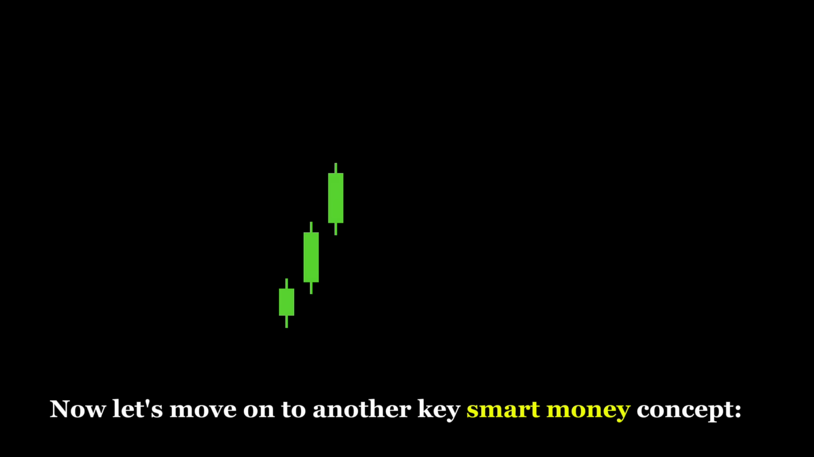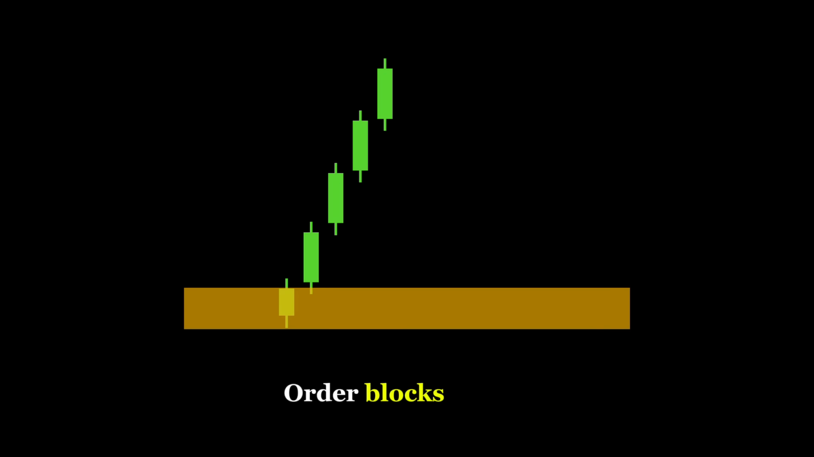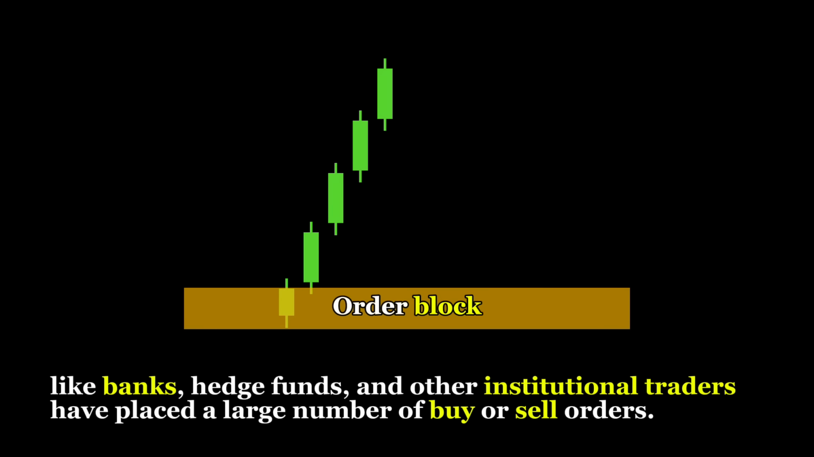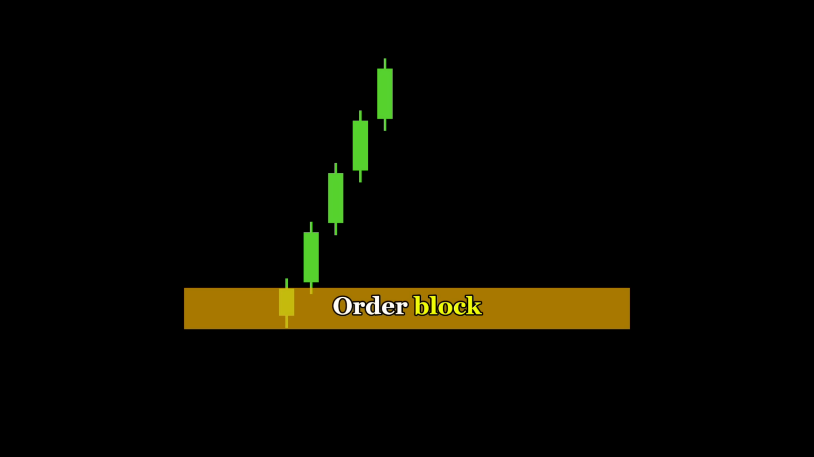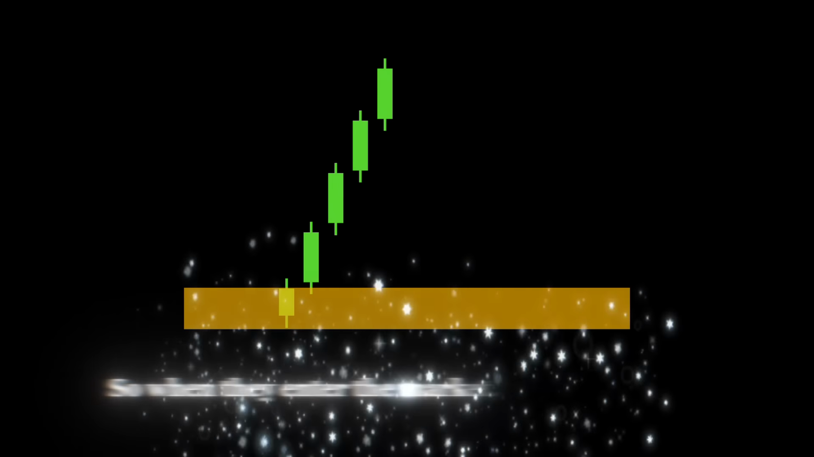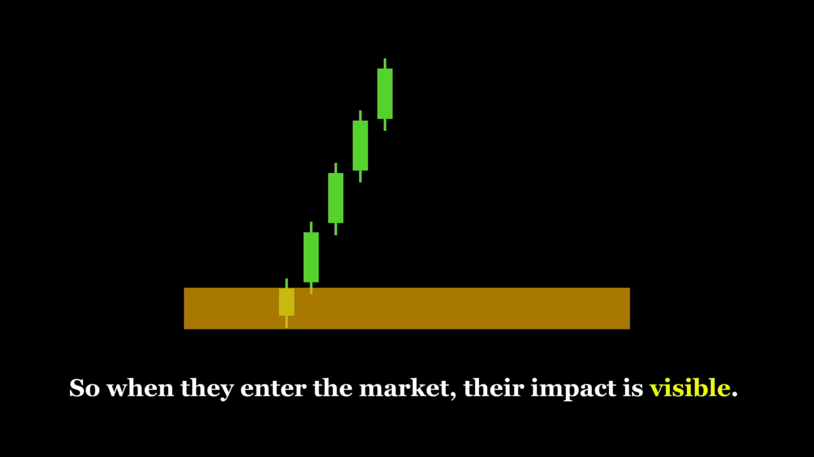Now let's move on to another key smart money concept, order blocks. Let's break it down in simple, powerful terms. An order block is a zone on the price chart where major players like banks, hedge funds, and other institutional traders have placed a large number of buy or sell orders. These are not your everyday traders. These are entities with millions, sometimes billions of dollars at their disposal. So when they enter the market, their impact is visible.